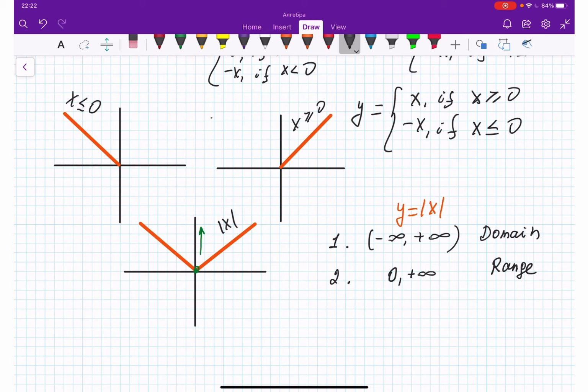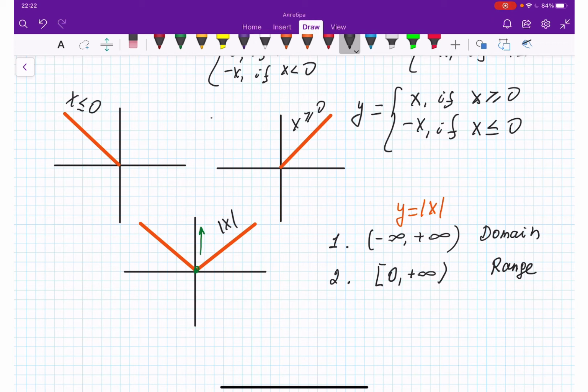Now, 0 is included, right? Therefore, we put square brackets. Square brackets always show that that value is also included. At the infinity, we always put parentheses because infinity doesn't have an end. Therefore, we never put a square bracket around infinity. It's always going to be parentheses.